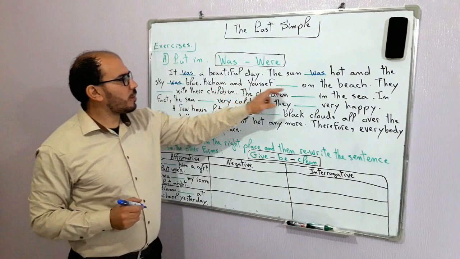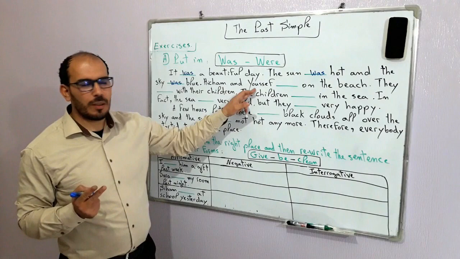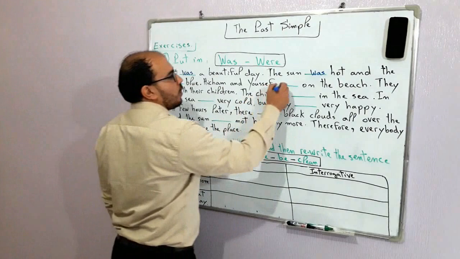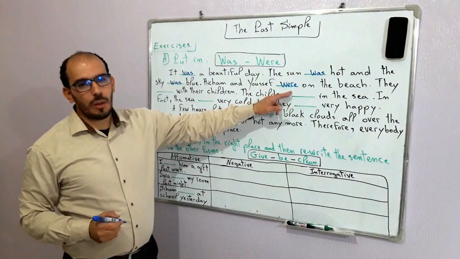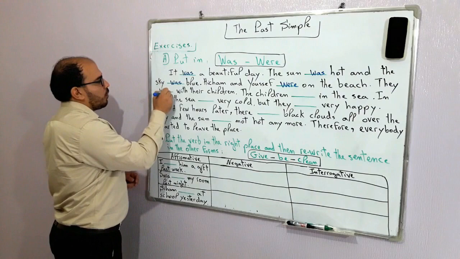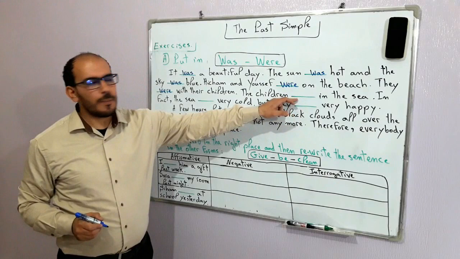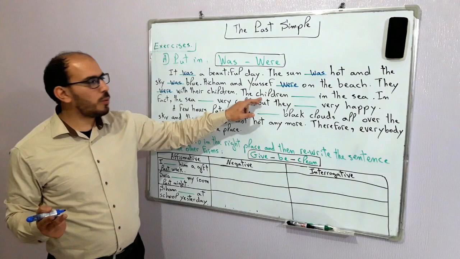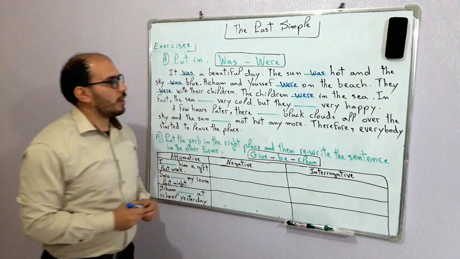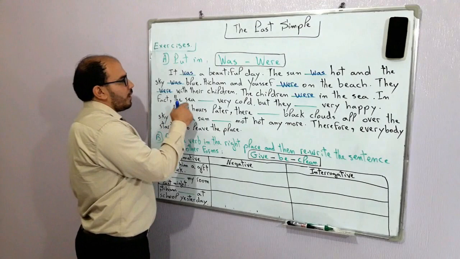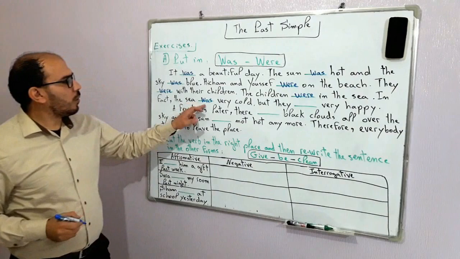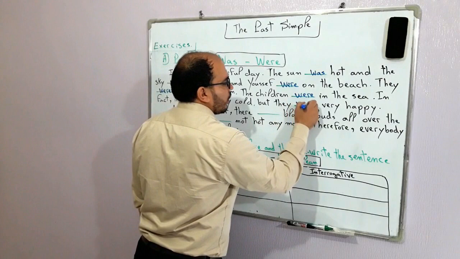Hisham and Yusuf on the beach. When I say Hisham and Yusuf, we are talking about two, plural. We can replace them by they. So they were, it's not was. Hisham and Yusuf were on the beach. They, so it is clear, we put were. The children in the sea. When I say the children, we have one child, two children, plural, so they were in the sea. The sea once again is going to be replaced by it, so was. The sea was very cold, but they, this is clear, they were very happy.